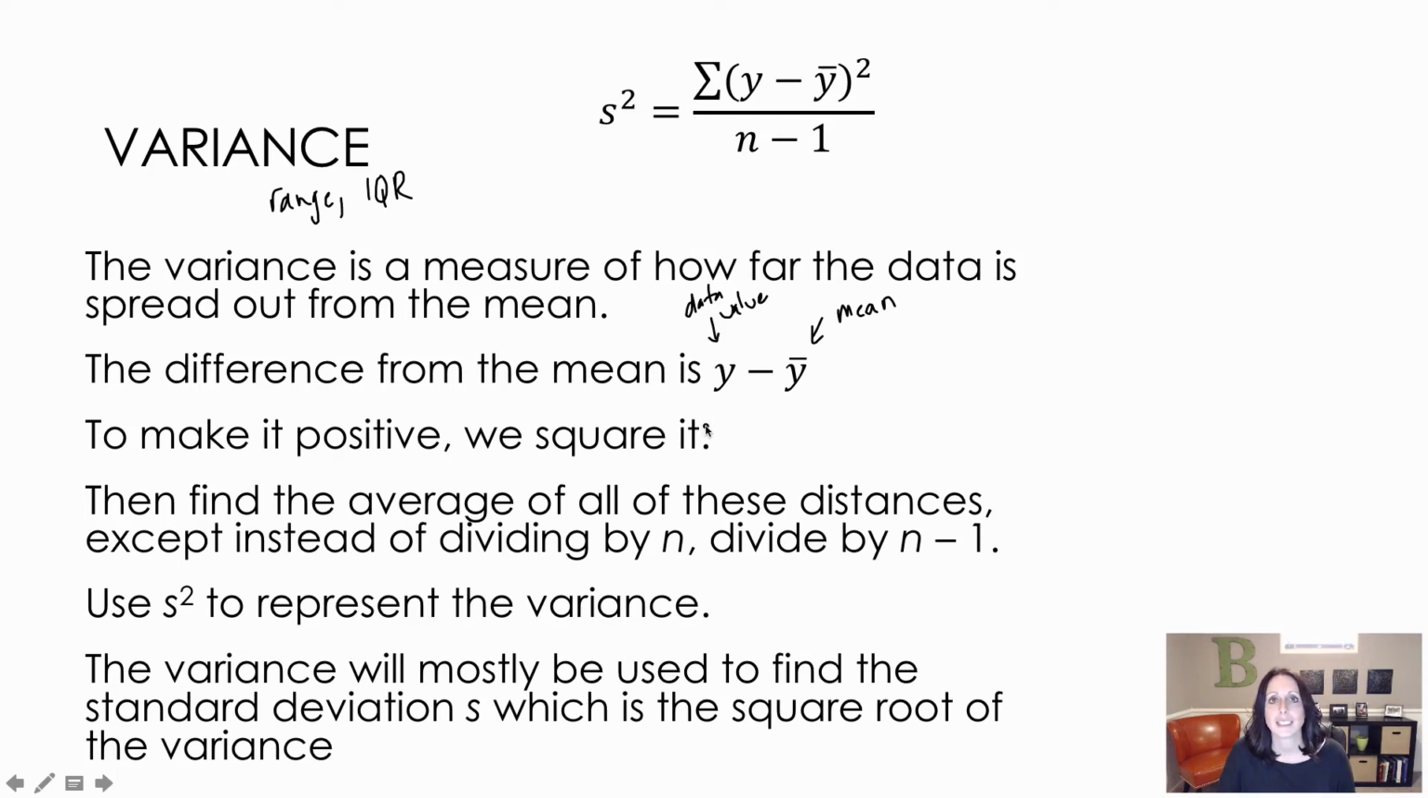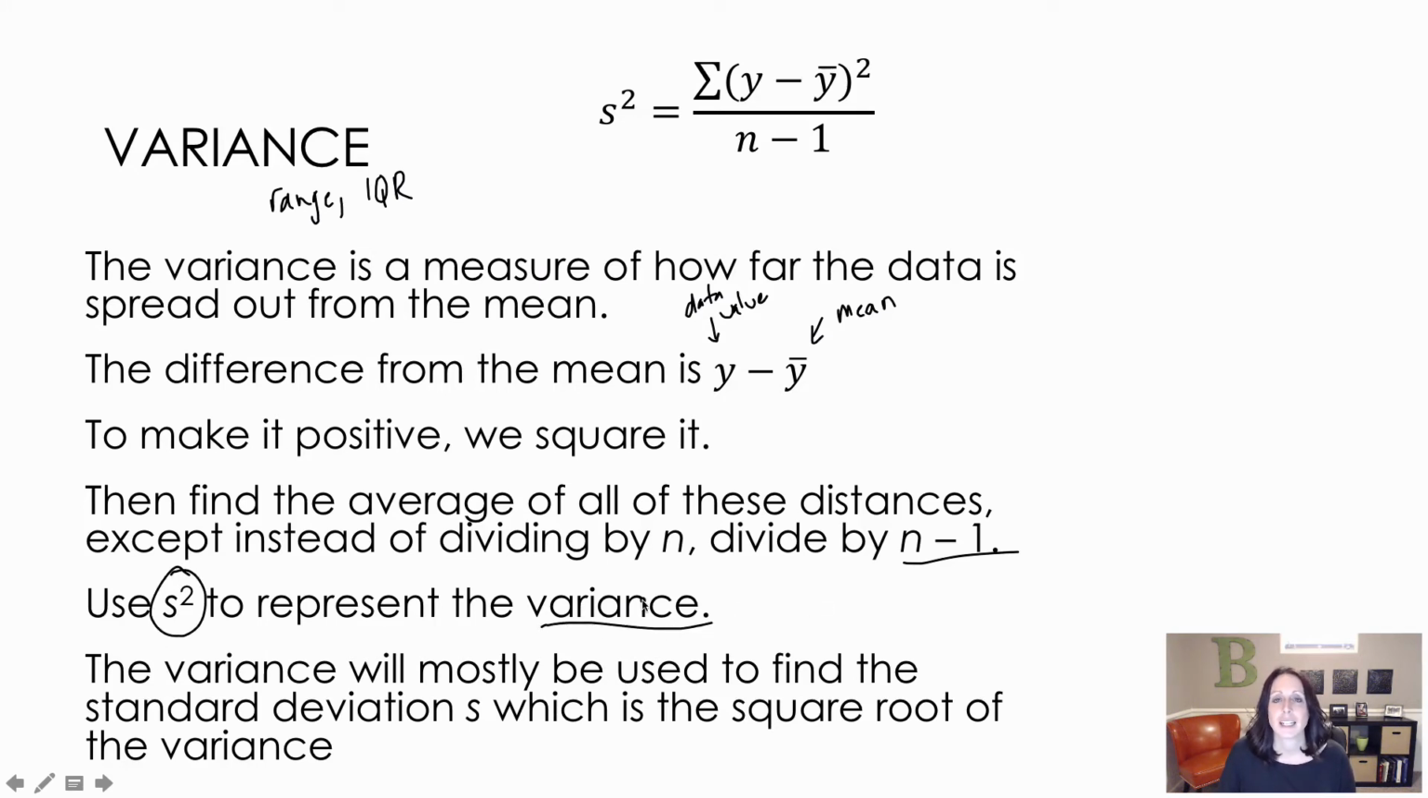So obviously we like to deal with positive values, so to make it positive we're going to square it. And then we're going to basically find all of the sum and then average them, except instead of dividing by n, we divide by n minus 1. So whenever you see the s squared, that means that's the variance.